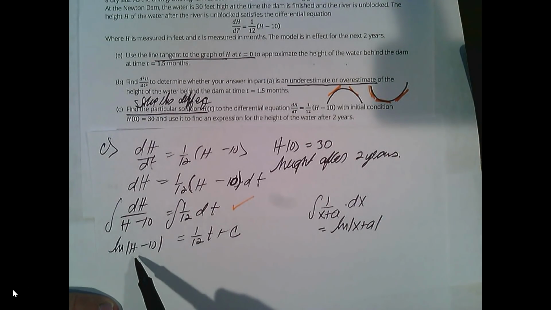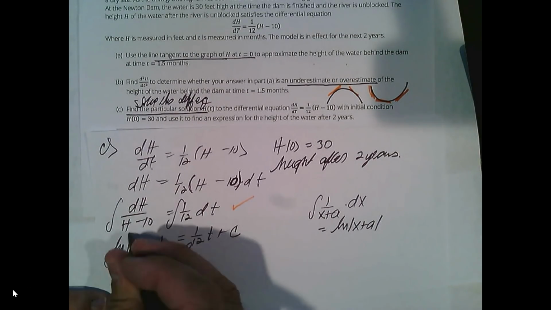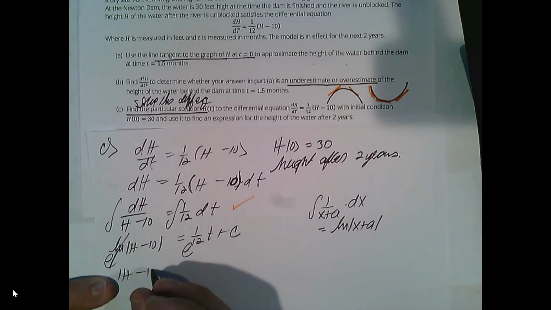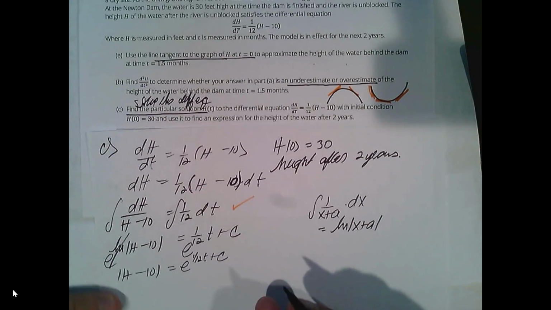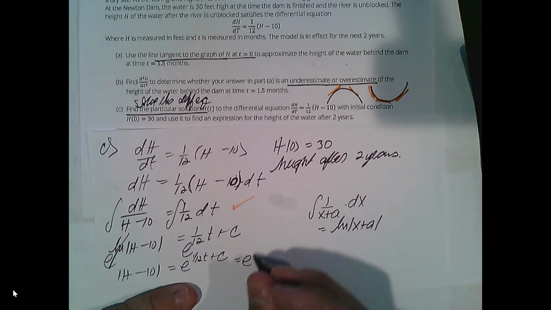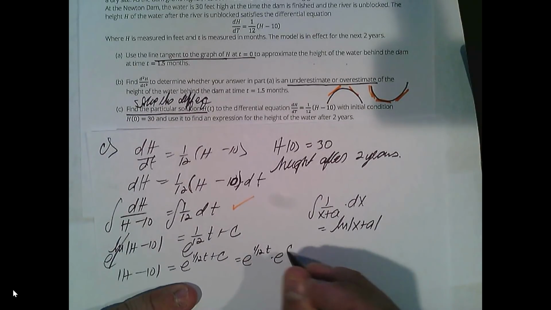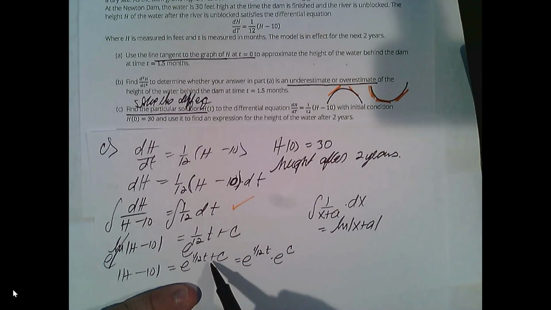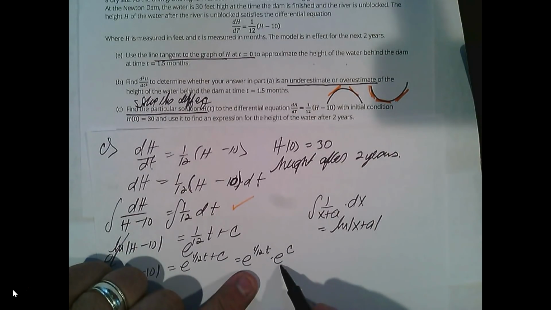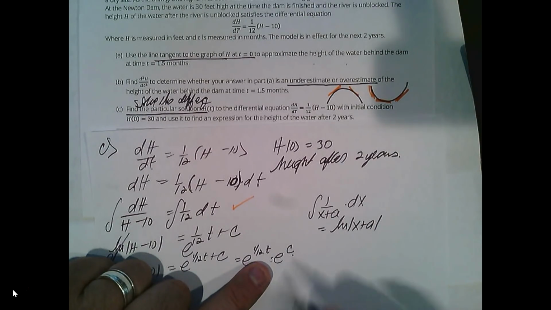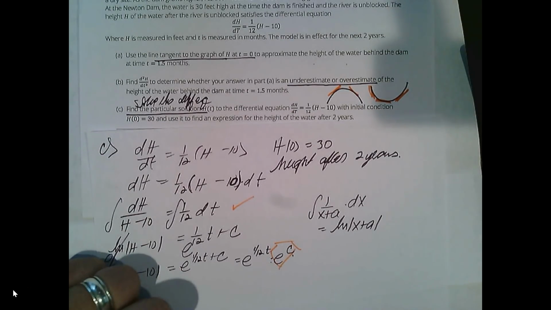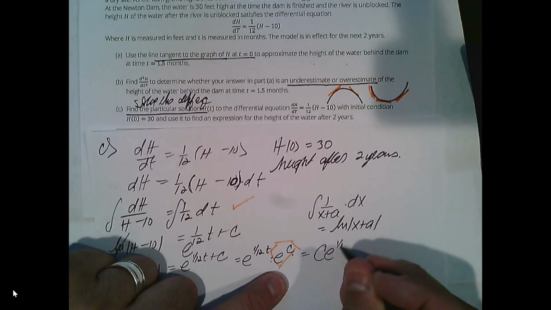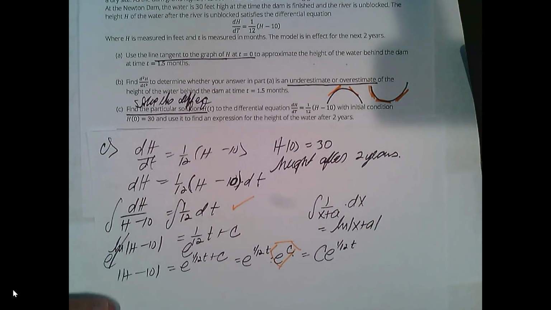You need to solve this equation for h, so get h by itself. To do that, we're going to exponentiate. The absolute value of h minus 10 equals e to the 1/12 t plus C. Rewrite this as e to the 1/12 t times e to the C. When the bases are the same and you're multiplying, you add the exponents. C is a constant, e is a constant, so e to the C is a constant. We get C e to the 1/12 t.